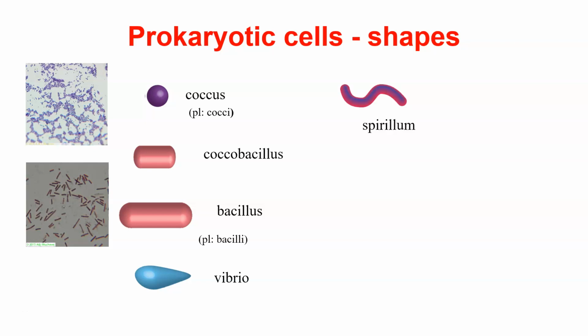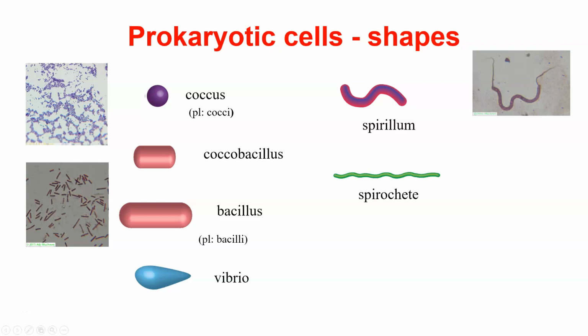We have what is called the spirillum. The spirillum is a curved shape where it's a kind of bacillus that has been twisted or wrapped around. The spirillum often has a corkscrew-like shape and polar flagella. These are not flexible.